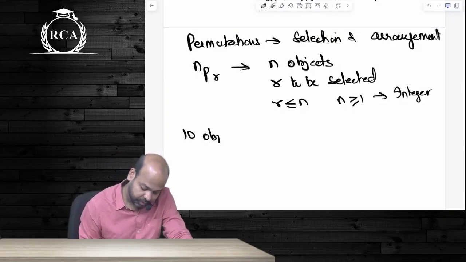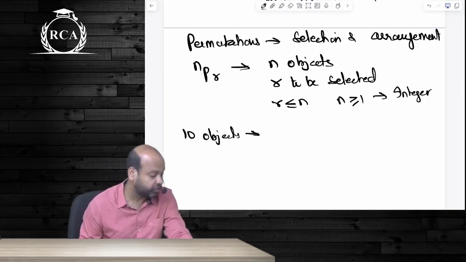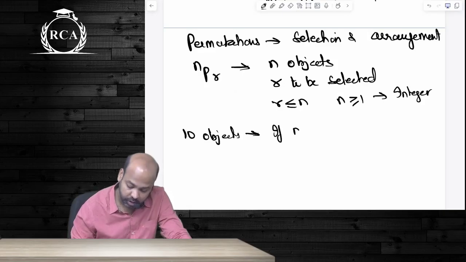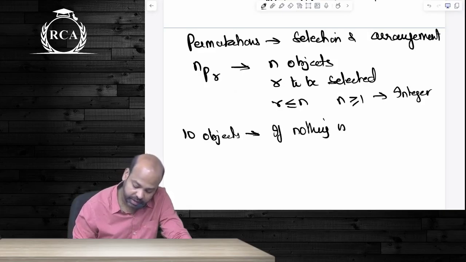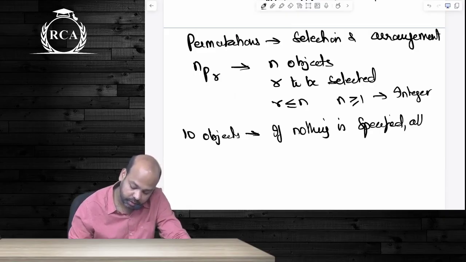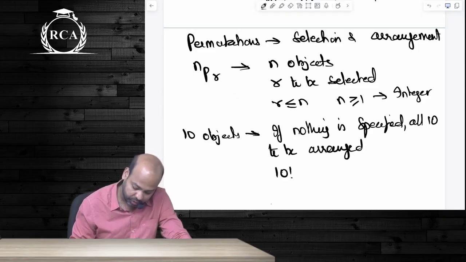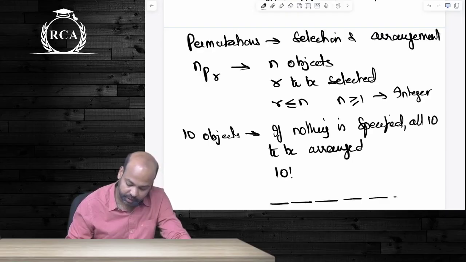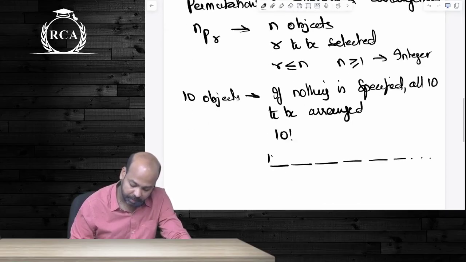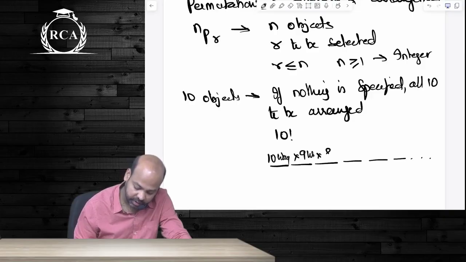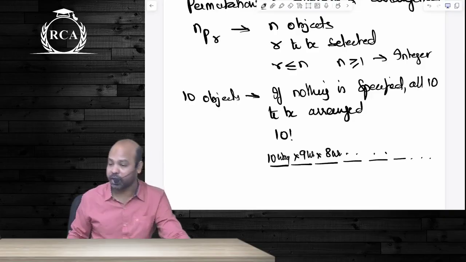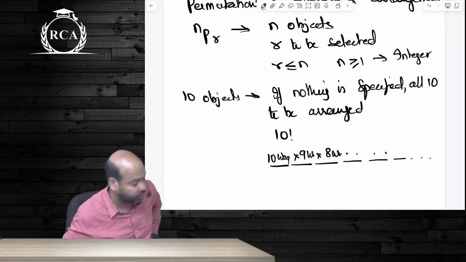If there are 10 objects and nothing is given, beta, that means you will have to arrange all. If nothing is specified, guys, all the 10 need to be arranged. In how many ways can you do it? All 10 to be arranged, guys. It will be done in 10 factorial ways. How did we get that 10 factorial, beta? First place can be filled up in 10 ways. Next place in 9 ways. Next in 8 ways. So on, beta. You will get 10 into 9 into 8 into 7 into 6 so on till 1.